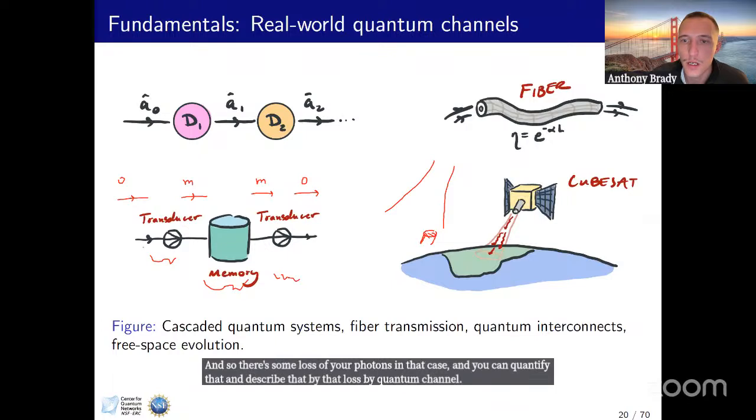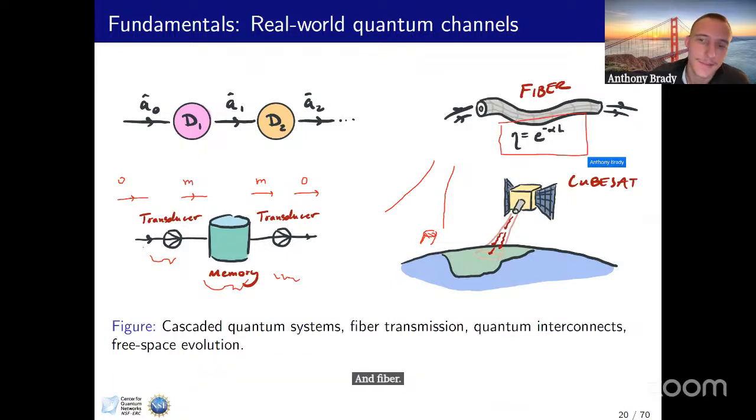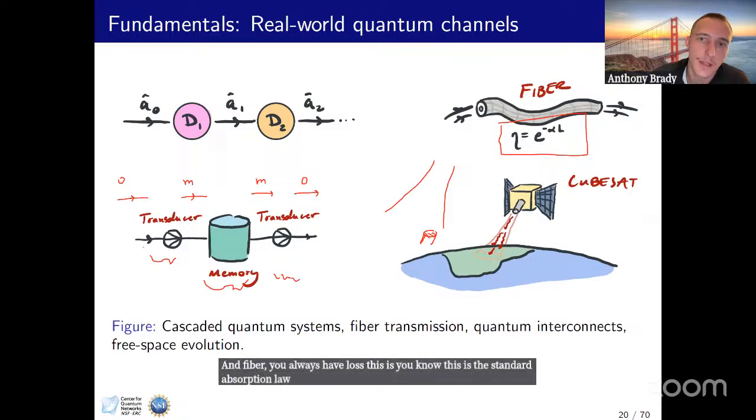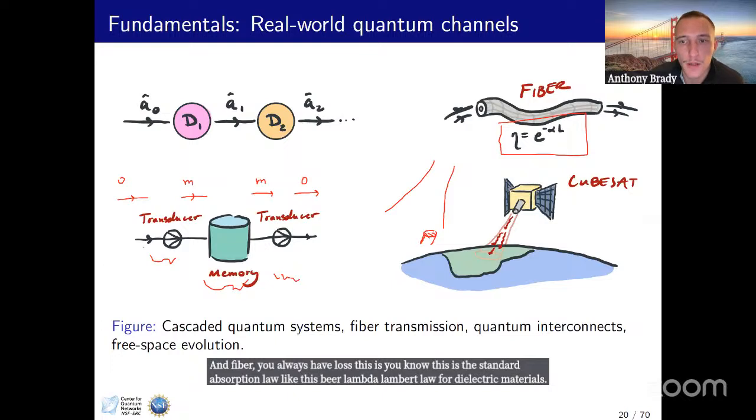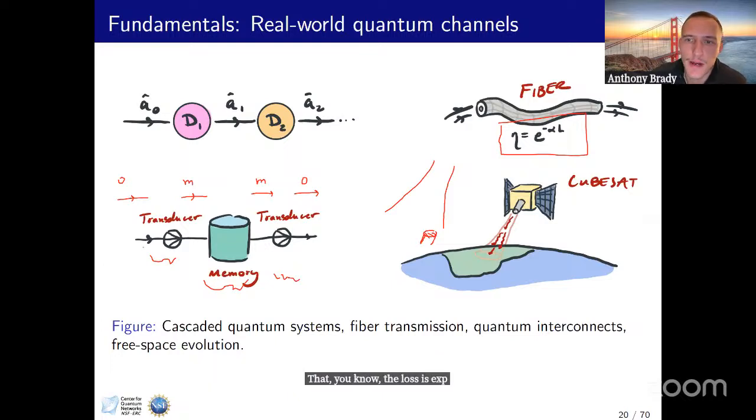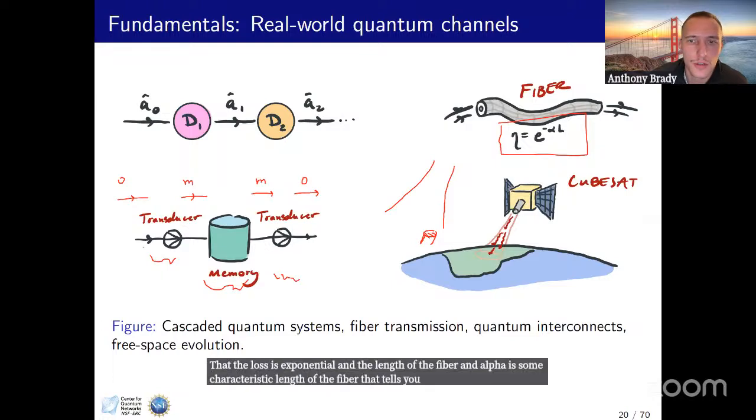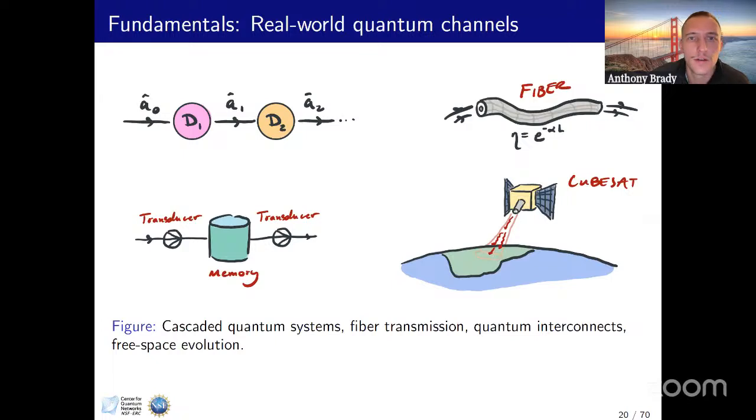In fiber, you always have loss. This is the standard absorption law, like the Beer-Lambert law for dielectric materials, that the loss is exponential in the length of the fiber, and alpha is some characteristic length of the fiber that tells you how strong the loss is. So you can describe a photon transmission through a fiber, the loss, entirely by some parameter eta. Okay, so those are some physical examples.